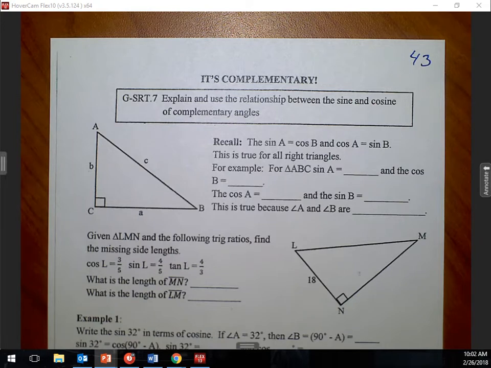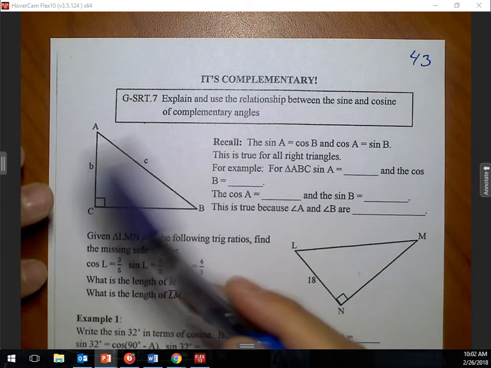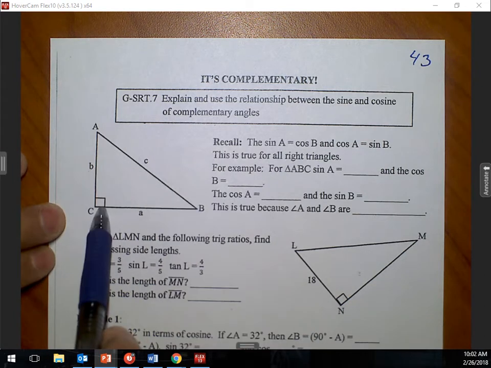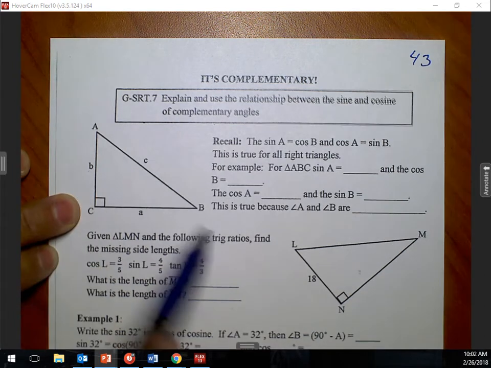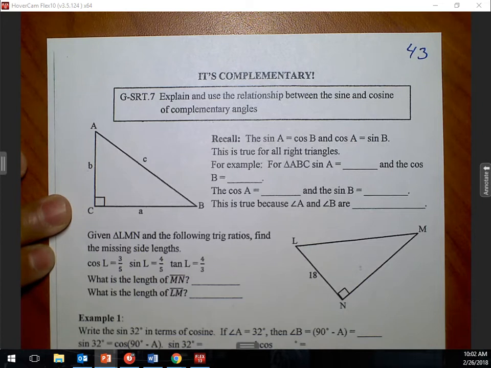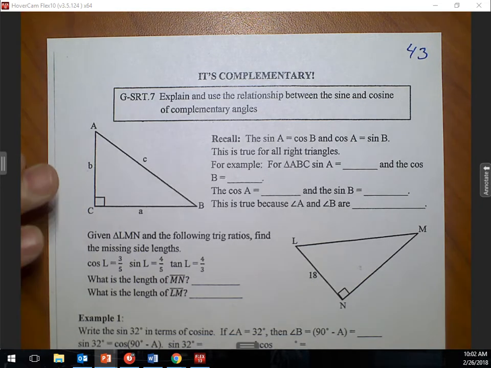All right, so for today, we're actually doing some geometry. Complementary. Whenever we have a right triangle, I've already gone over this once before. When I have a right triangle, I have the two angles that are not this one right here. These two angles together have to add up to what? 90, right? So they're going to be complementary to each other.